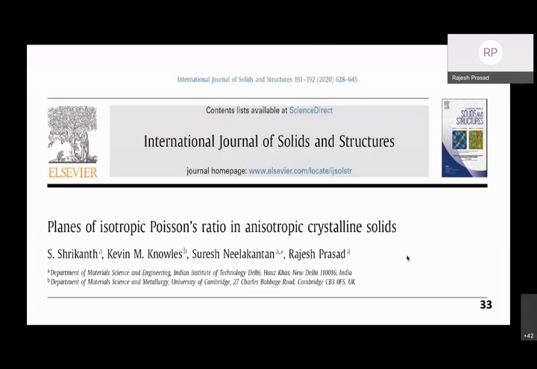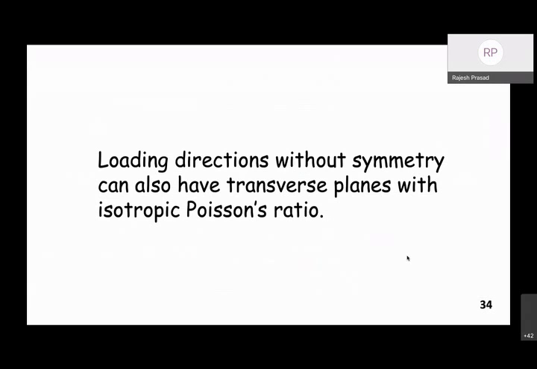And the surprise was, finally, it got published in this paper, Planes of Isotropic Poisson Ratio in an Isotropic Crystalline Solid. And the surprise was this: loading directions without symmetry can also have transverse planes with isotropic Poisson ratio. This was not known till Shrikant did his calculation. Everybody was believing that only symmetry related directions can have isotropic Poisson ratio.